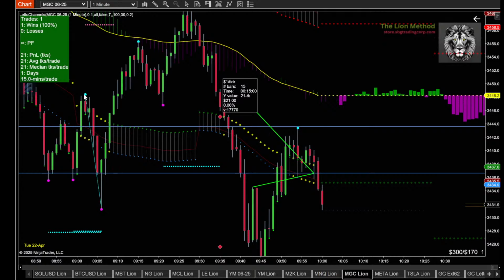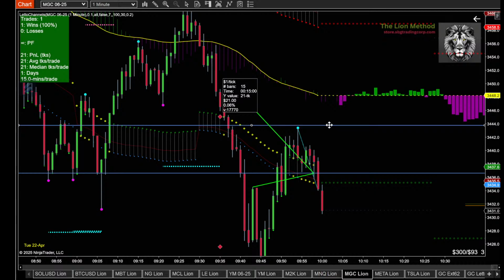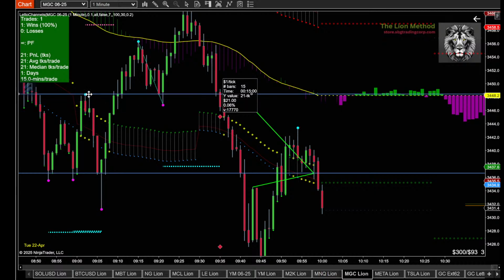Well, here's one. So yeah, micro gold. So if we missed this entry here, it didn't quite hit target. It came down to entry point. Let's do another. Let's move this. So this is the entry line. You can see we would have gone long right here.